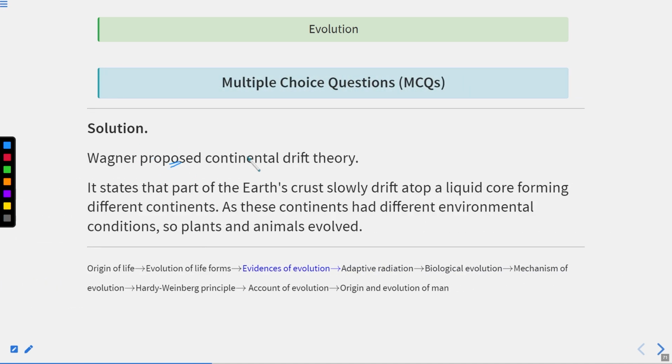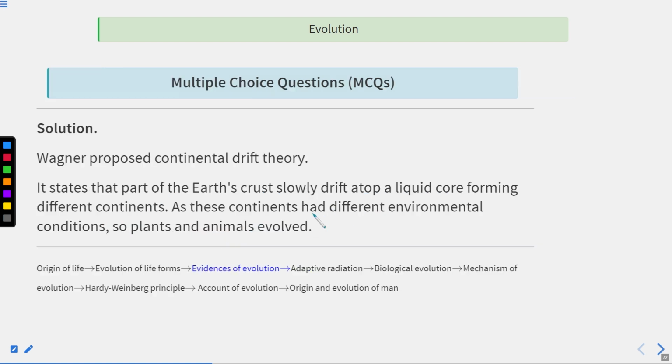Now Wegener proposed the continental drift theory. Now what is continental drift theory? It states that parts of the earth's crust slowly drift atop a liquid core. So the earth's crust is slowly drifting on the liquid core, forming different continents. Because of this drifting, different continents are formed. Now, as these continents had different environmental conditions, plants and animals evolved.